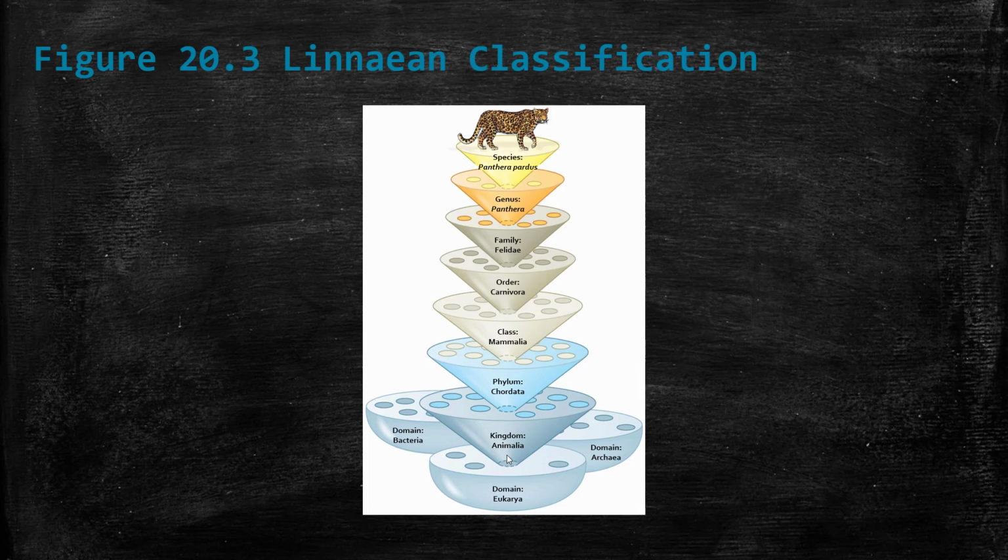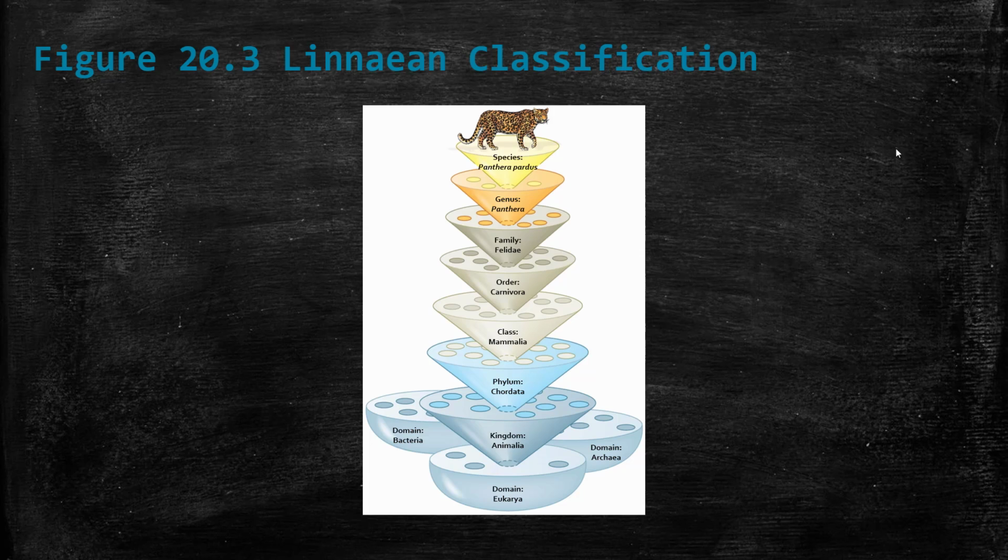When he did it, it started at kingdom, but we now include domains. Domain bacteria, domain archaea are the prokaryotes, domain eukarya are the eukaryotes. Kingdom Animalia, for example, phylum Chordata, class Mammalia, order Carnivora, family Felidae, genus Panthera, species Panthera pardus. So we can see an example of that classification system here.